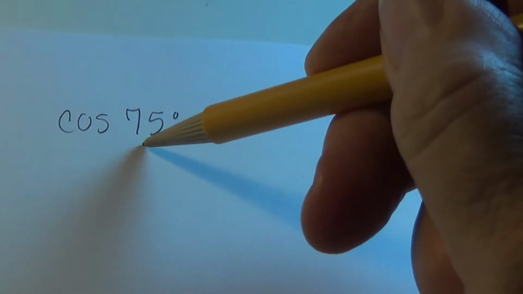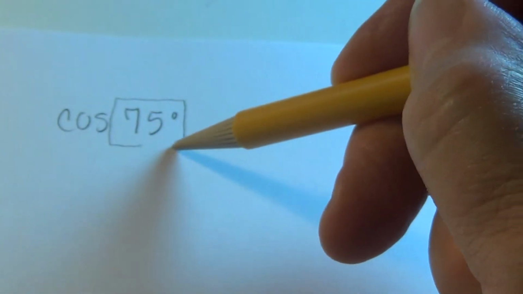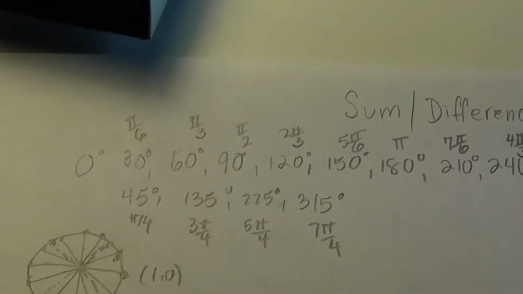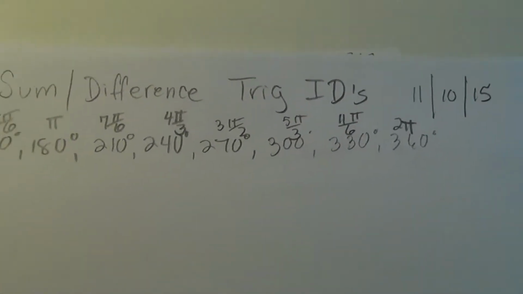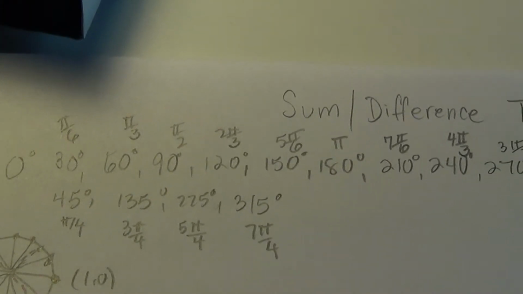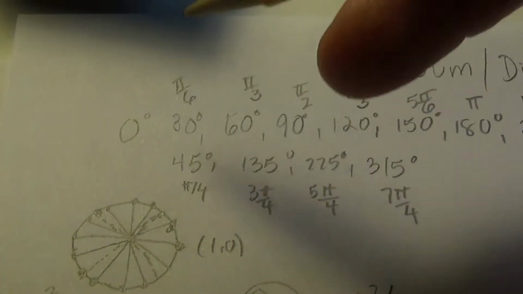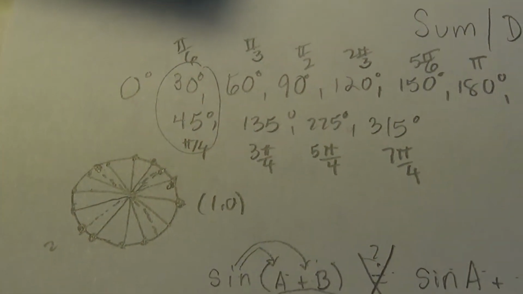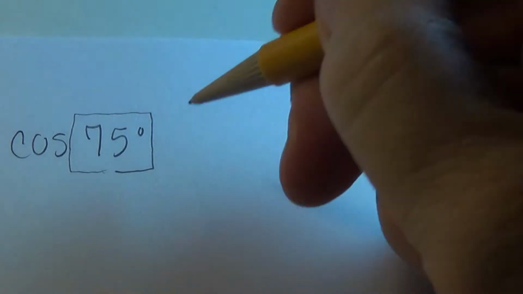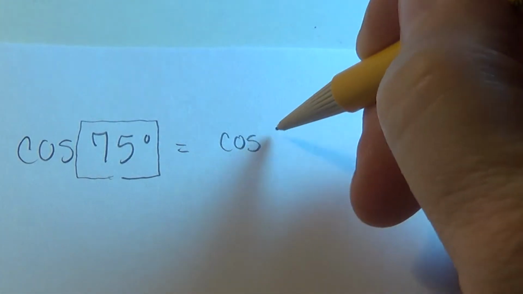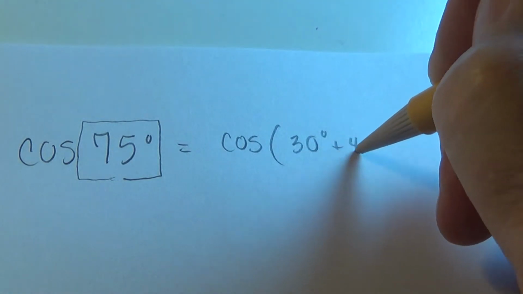So what I want to do is think of two degrees that I do know from the unit circle. Remember that list I had? I want to take two of those that I can either add or subtract and get 75. I notice right off that this one plus this one will give me 75. So I'm going to use that idea. Over here, I'm going to restate cosine of 75 as cosine of 30 plus 45.